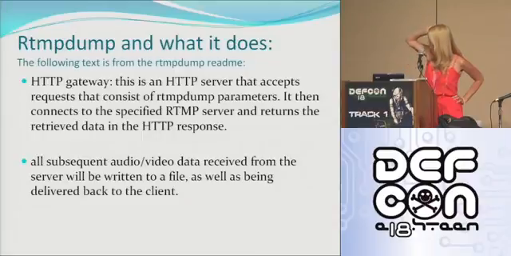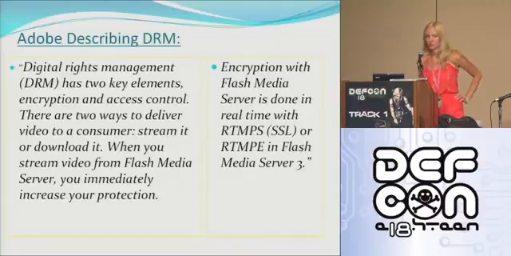This is from the man page of RTMP dump. It's an HTTP server that accepts requests that consist of RTMP dump parameters. It then does the handshaking and passes the file down to the client. And this is also from Adobe's website, them talking about DRM. They're describing DRM there as two elements: encryption and access control.